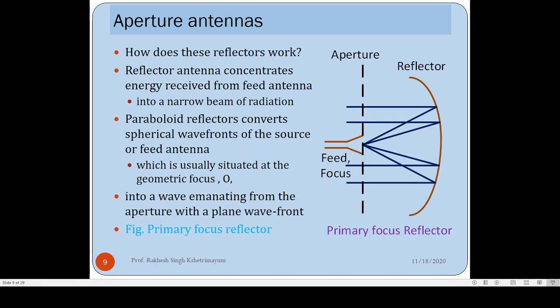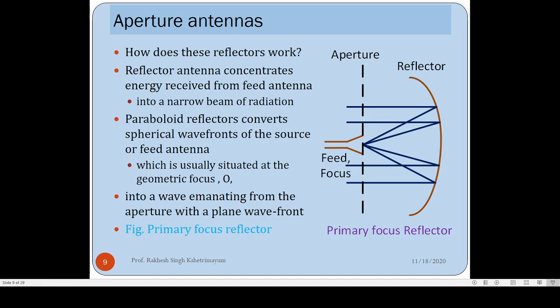And in the process, this reflector antenna will concentrate the energy received from this feed antenna into a narrow beam of radiation, and it has a very high gain. You can achieve gains which are greater than 30 dBi. As you already know, 30 dBi is 10 to the power 3. Then you can even have 40 dBi, 10 to the power 4, and so on.